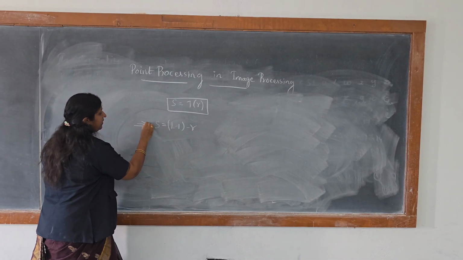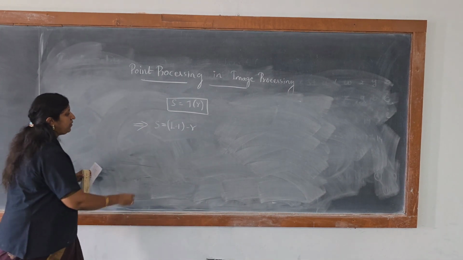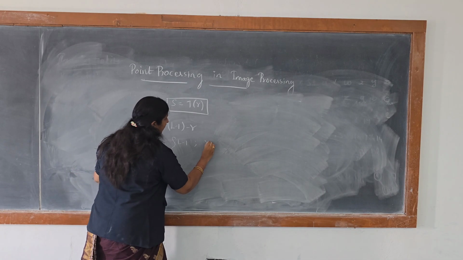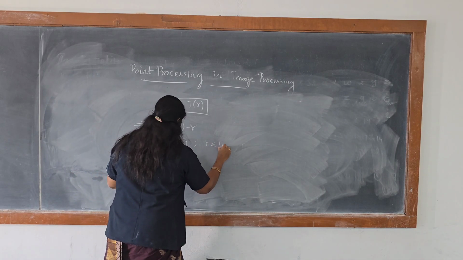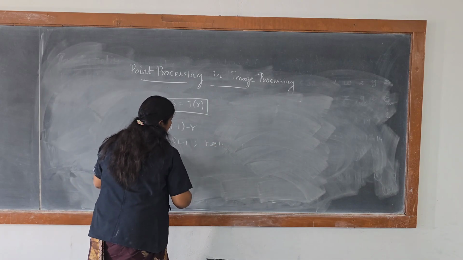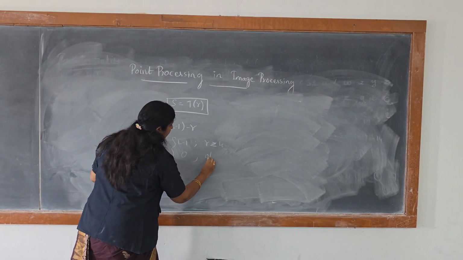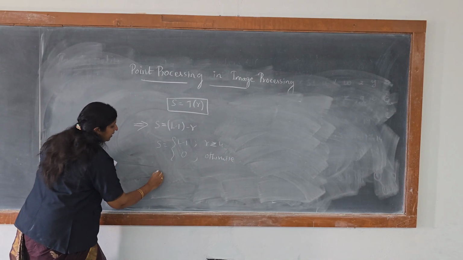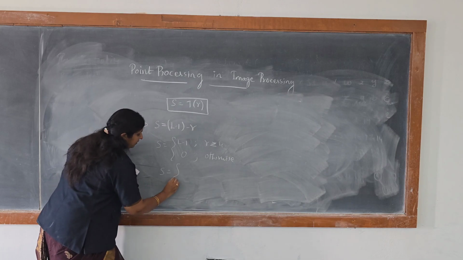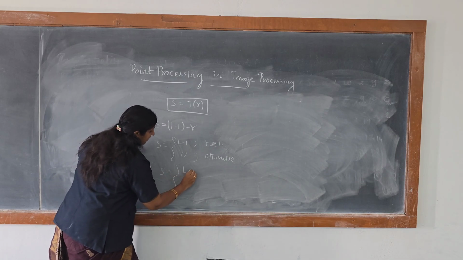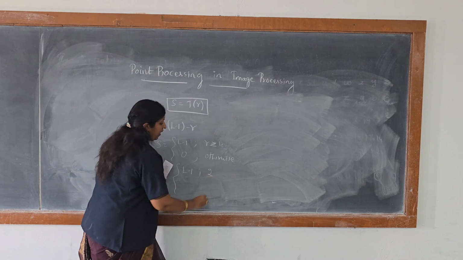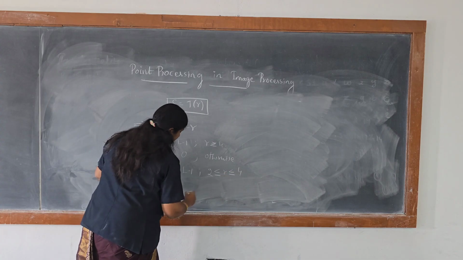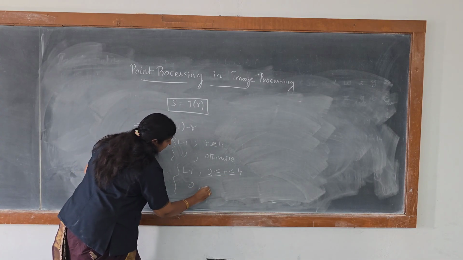The second one is the thresholding method. In the thresholding method, S is equal to L minus 1 if R is greater than or equal to 4, and 0 otherwise. The third method is clipping. Here we use the relation S is equal to L minus 1 if the R value lies between 2 to 4 or 2 to 5, we can fix the value, and 0 otherwise.